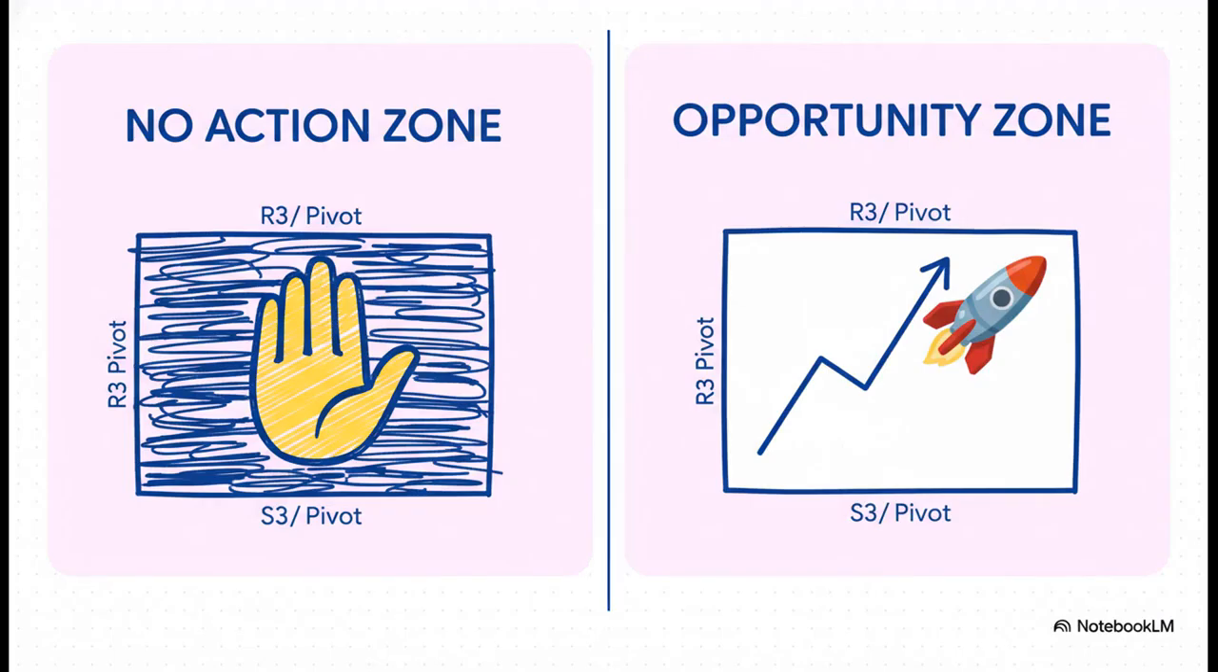So here's the core idea, and it's super simple. If the price is trading inside the R3 and S3 pivots, we consider that a sideways, choppy market. That is our no-action zone. Moving averages don't work well here, and trades are just likely to fail. But the moment the price breaks outside that box, everything changes. We are now in the opportunity zone. That's our signal that we might be in a trending market with the potential for a really big move.